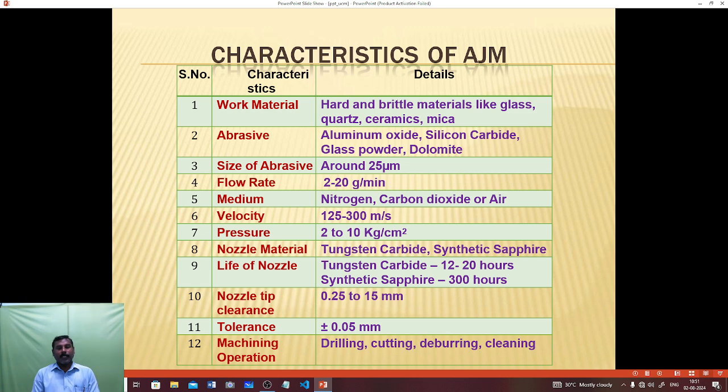The nozzle material is tungsten carbide or synthetic sapphire. The life of a tungsten carbide nozzle is 12 to 20 hours and synthetic sapphire is 300 hours. The nozzle tip clearance is 0.25 to 15 mm. Tolerance is plus or minus 0.05 mm. Machining operations are drilling, cutting and cleaning.